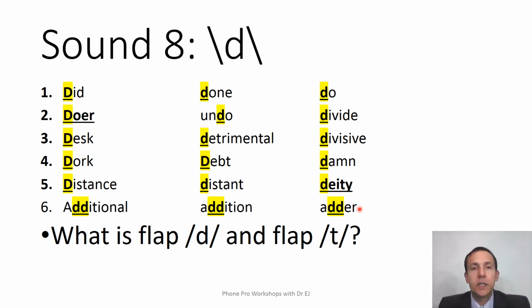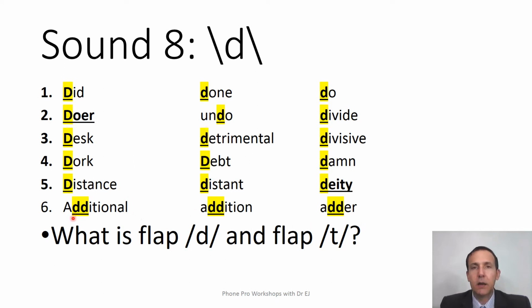Now, I have several observations to make about this sound d. First, it has a little explosion at the beginning, so you don't say did, you say d, did. Now, if we take a look at the sixth line, we have additional, addition, and adder.